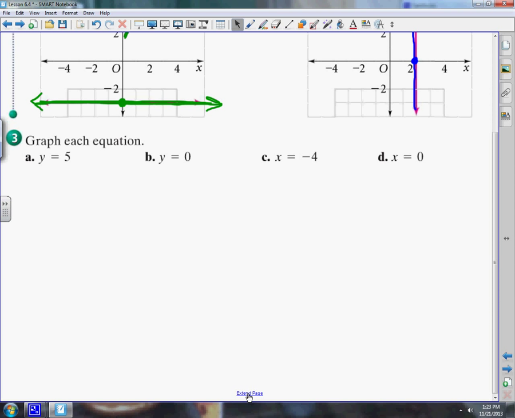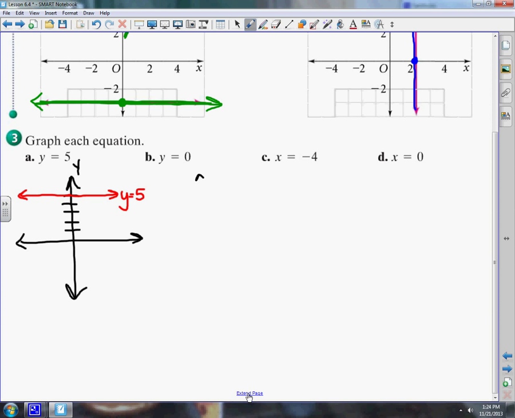So graph each of these equations, A, B, C, and D. So if y equals 5, this is my y-axis, 1, 2, 3, 4, 5, and my line is going to go through that, so this is y equals 5. If y equals 0, 0 is right here. It goes through the y, so that is just the x-axis. So this is y equals 0.